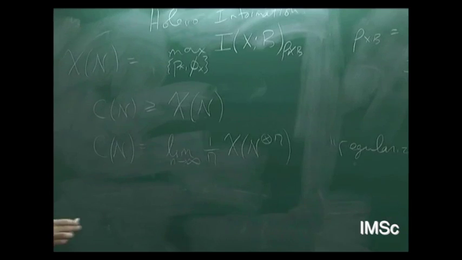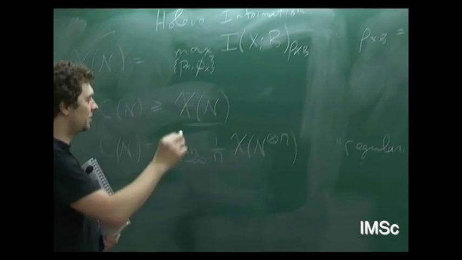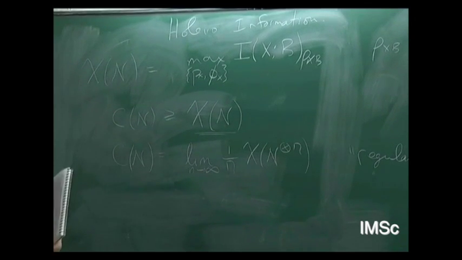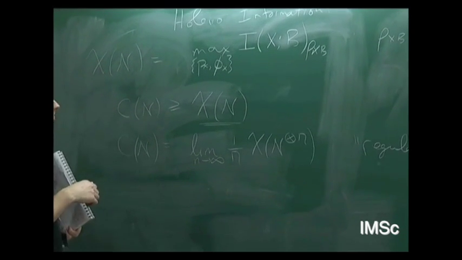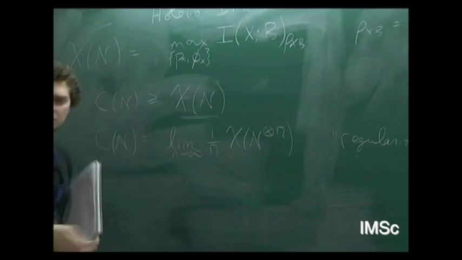And the trouble is, while it wasn't so difficult to compute this Holevo information on a single use of the channel if the channel is small, even if you're dealing with a small channel and you want to compute the classical capacity using this formula, you have this limit that you have to evaluate.